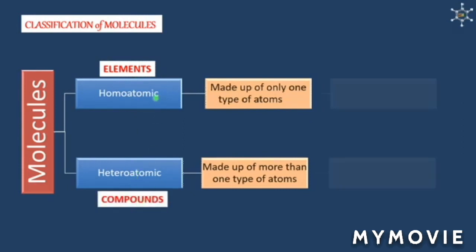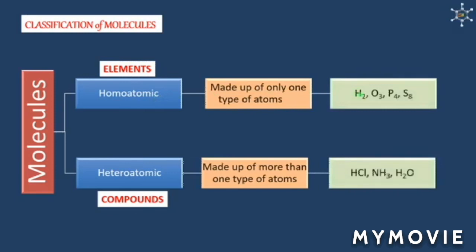Example for homoatomic molecules: hydrogen, ozone, that is O3, P4 is one of the allotropic forms of phosphorus, S8 is also one of the allotropic forms of sulfur. Coming to the heteroatomic molecules: hydrogen chloride, that is HCl, ammonia, NH3, water, H2O.